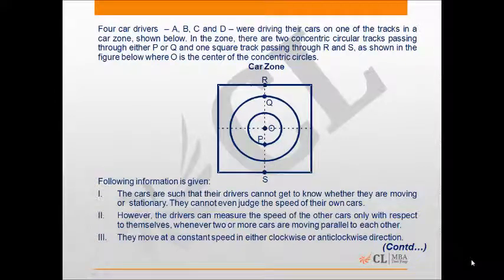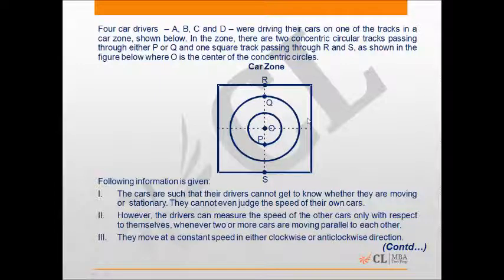This will be a round 2 or round 3 question. There are 4 cars A, B, C, D, with 4 drivers driving their cars on the track, the car zone given below. There are two concentric circles in the square.